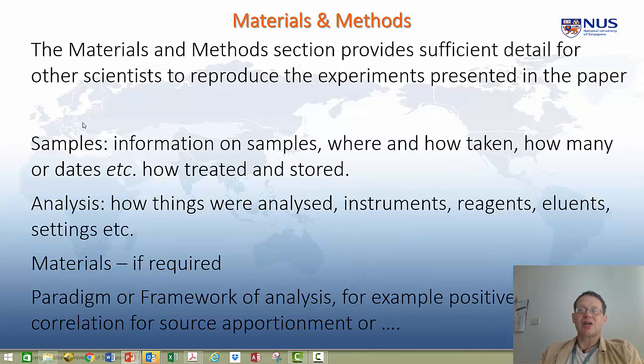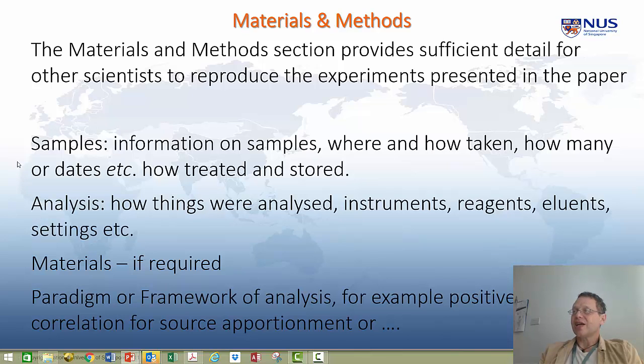I think if it's an environmental paper, you might well have stuff about samples and sampling, site information, where and how the samples were taken, how many dates, how they were treated and stored, etc. So if your paper is in this area, the first part of your methods, first subheading, will be samples. The second part of your methods section will probably be your analysis, how you analyze, what instruments you used, what reagents, settings, and so on.